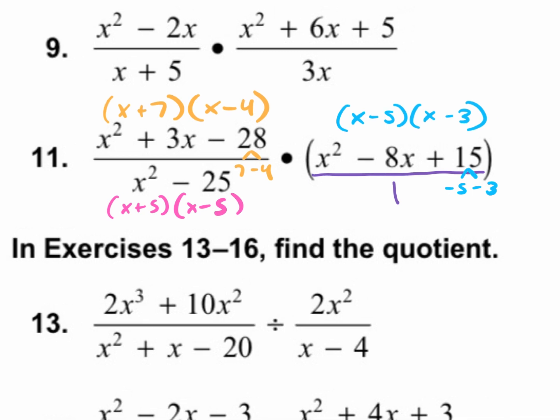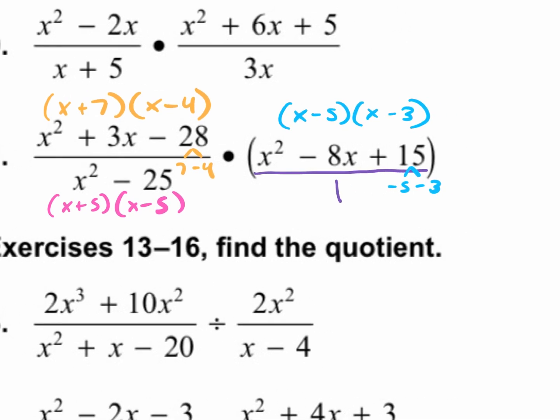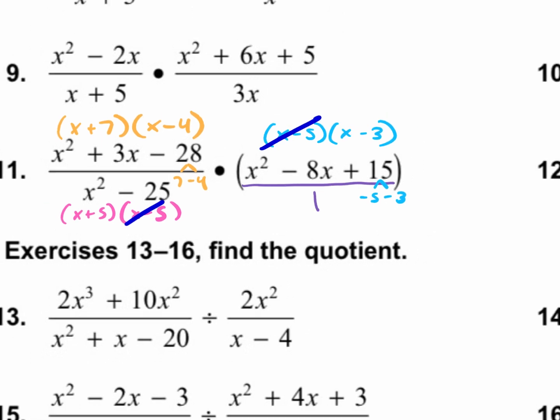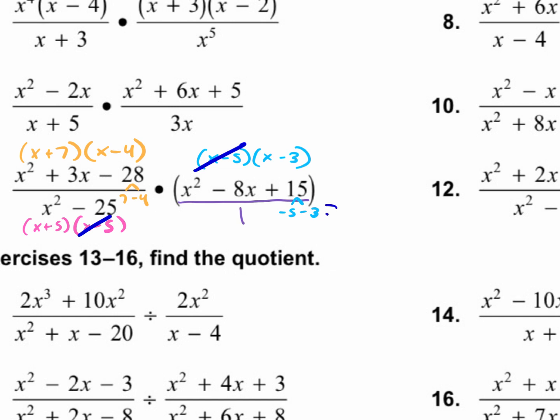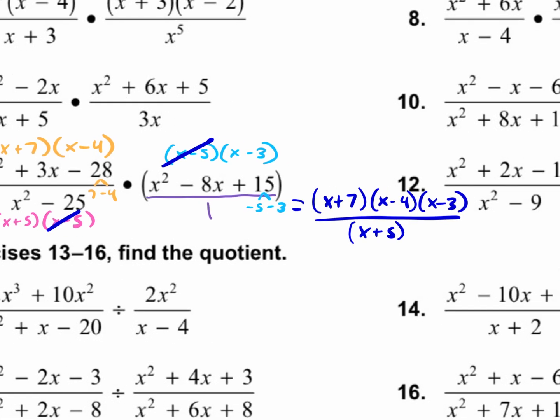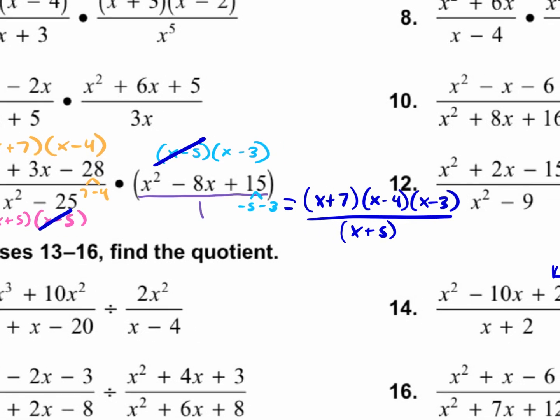What do I do next? Cross out the x minus 5s. Anything else? Nope, that's it. So this would simplify to x plus 7 times x minus 4 times x minus 3 on top. And what am I left with on the bottom? x plus 5. What else do I need to include in my answer? x minus 5 does not equal 0, so x does not equal 5.